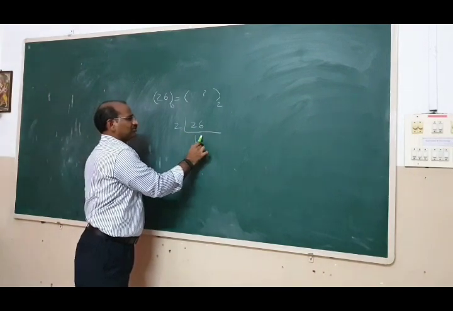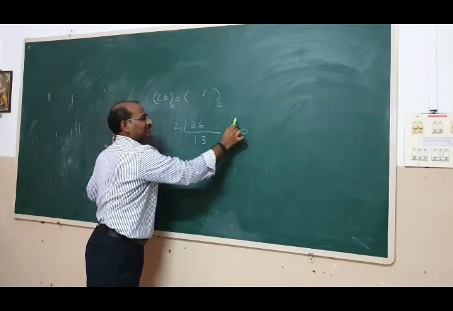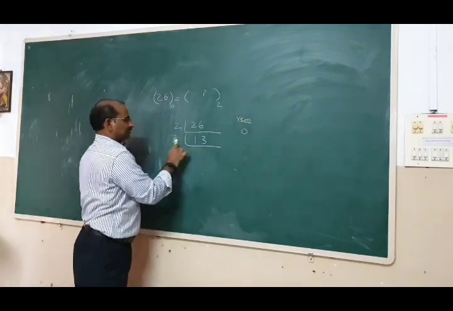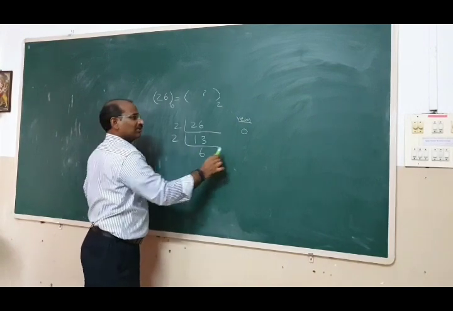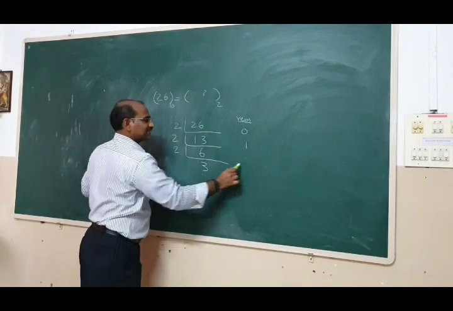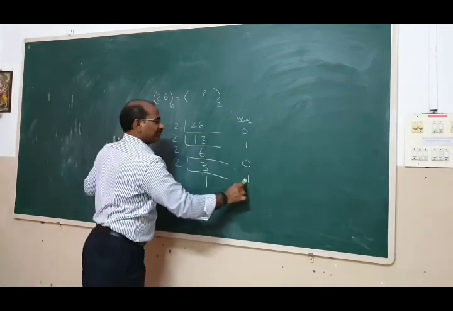2 ones are 2, 2 threes are 6. What is the remainder? 0. You write 0 here. So, remainders you write here. Again 2. 2 6s are 12. 1 is the remainder. Again 2. 2 threes are 6. Again 2. 2 ones are 2. Remainder.